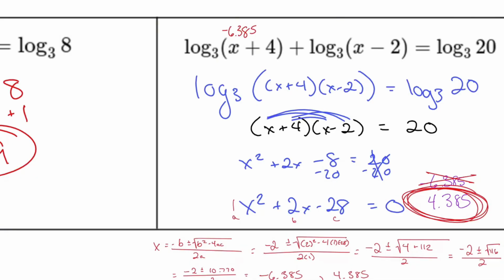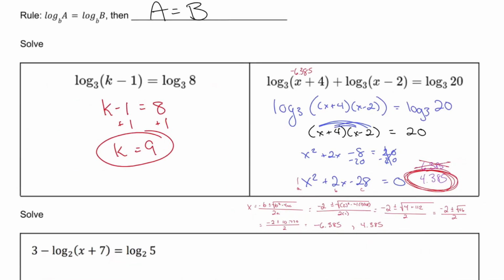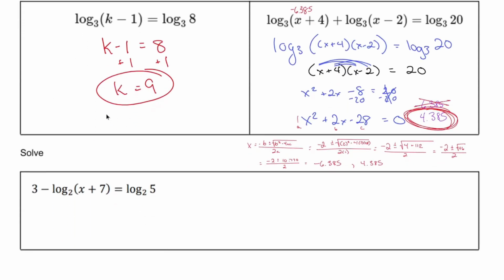Now, why didn't I do that over here? Why didn't I do that over there? Because I knew 9 minus 1 would be fine. Okay? So that's kind of the trick with some of these wacky ones like this. You need to plug them back into the original problem to see if you get a 0 or a negative inside the log. If you do, that number doesn't count.